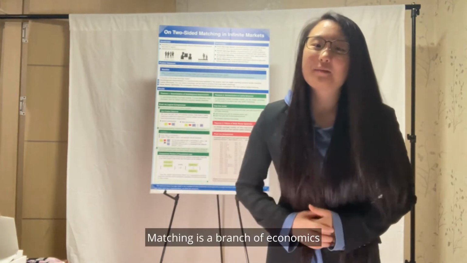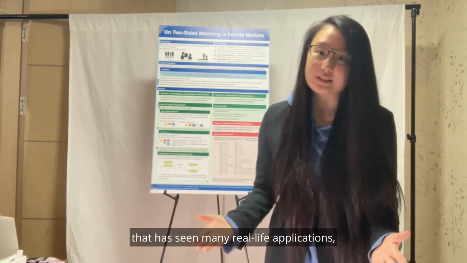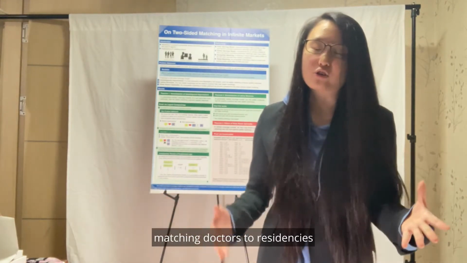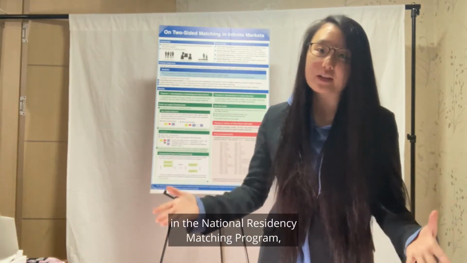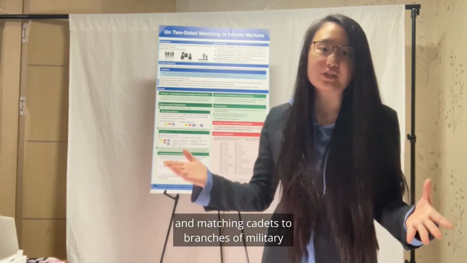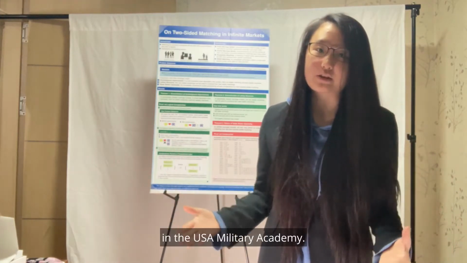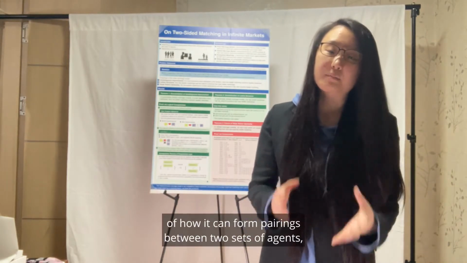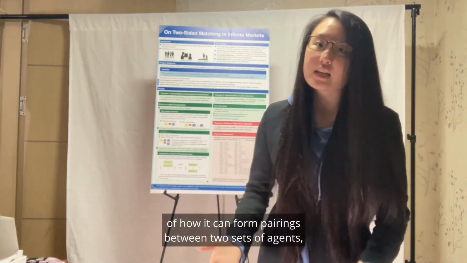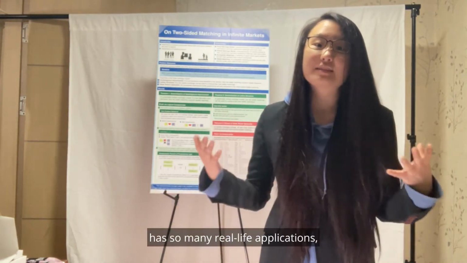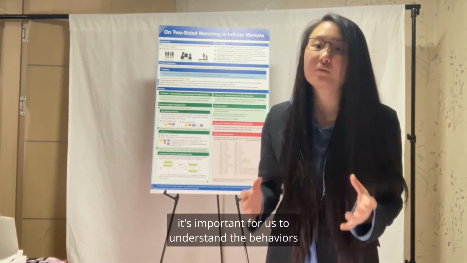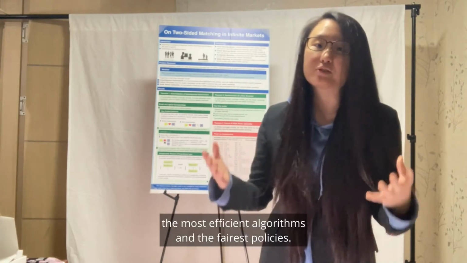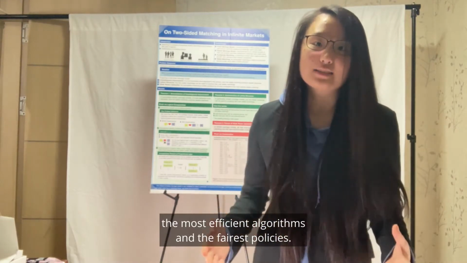Matching is a branch of economics that has seen many real-life applications, such as matching students to schools in New York City and Boston, matching doctors to residencies in the National Residency Matching Program, and matching cadets to branches of military in the USA Military Academy. Matching theory essentially boils down to this question of how we can form pairings between two sets of agents. And because matching theory has many real-life applications, it's important for us to understand the behaviors of matching markets in order to derive the most efficient algorithms and the fairest policies.